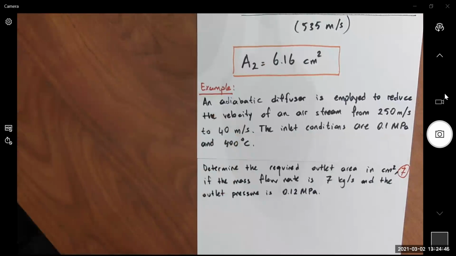In this example, we have a diffuser. So basically, they are the same thing. But as I said, a diffuser is a velocity decreasing device or pressure increasing device. So in this case, it is used to decrease the velocity from 250 meters per second to 40 meters per second. I know my inlet pressure and exit pressure. I know my flow rate. From there, I should be able to find my properties from this data, right?